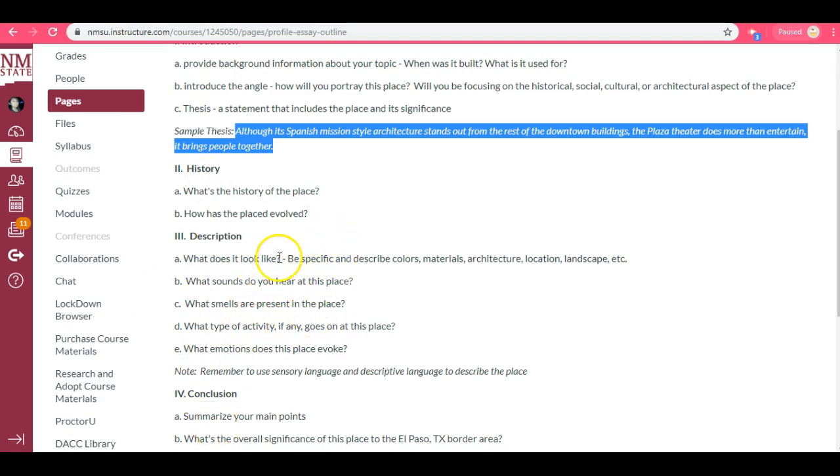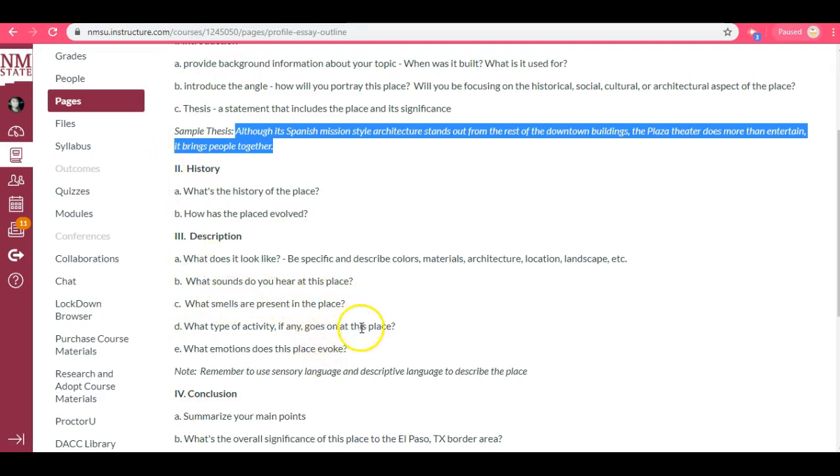So really, it just depends on your place because some places have more history than others. So you might need 3 paragraphs to fully convey the history of the place. So please keep this in mind that I'm not saying this has to be 4 paragraphs. I'm saying that you should at least cover these 4 sections in your essay.